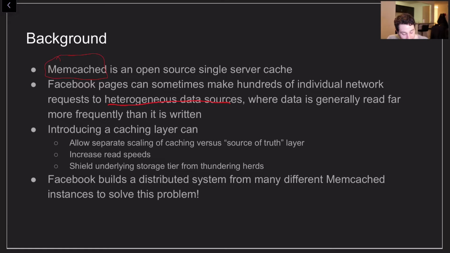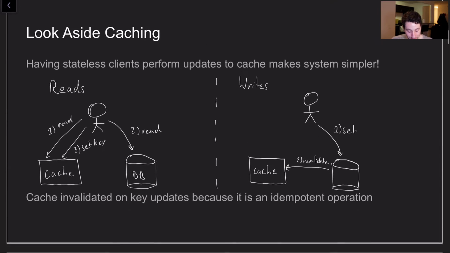So again, the really nice thing about this is that we get this separate scaling piece, right? It's not tied to the number of database servers I have, it's more so tied to the actual read load of the system. Obviously, keeping things in memory is going to increase our read speeds, and then of course, like I mentioned, we're shielding our storage tier. So again, what they call their system here is just Memcache, right? Memcached is a single server, and when they say Memcache in the paper, it's referring to the distributed system that they built.